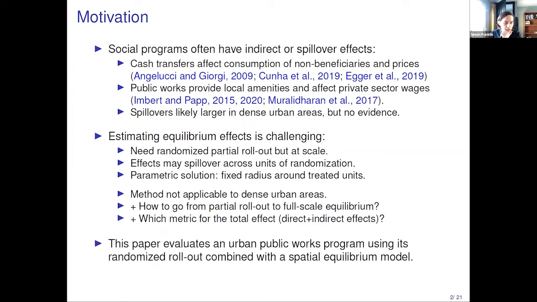We're going to combine traditional randomized rollout RCT analysis of a program at scale with a spatial equilibrium model in order to take into account these spillover effects that are going to make estimation hard and also give us an incorrect estimate of the welfare effects of a program if we don't take them into account.